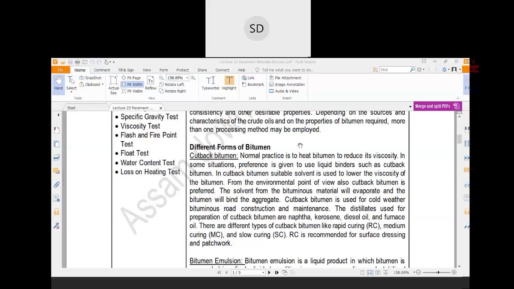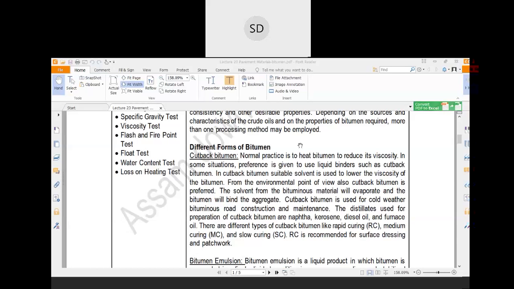But the thing is that the heating process requires a lot of energy, and it is also associated with environmental pollution and different hazardous conditions. Therefore, there is a form of bitumen called cut-back bitumen. In cut-back bitumen, what happens? You mix some volatile material with the bitumen. What are the volatile materials? Like naphtha or petroleum or diesel. Petrol, diesel, etc. are your volatile materials.